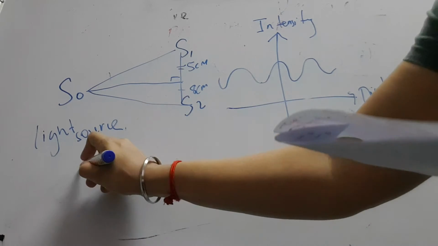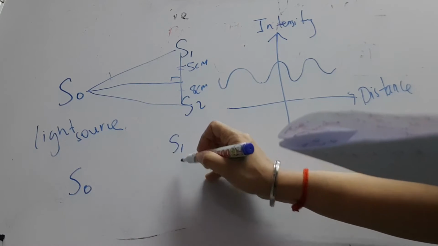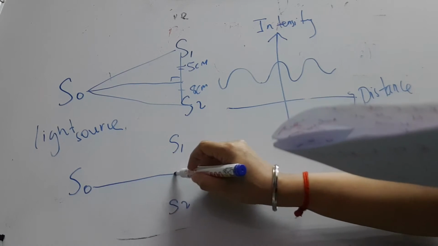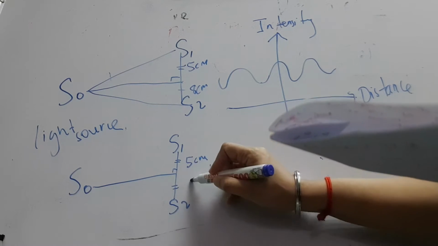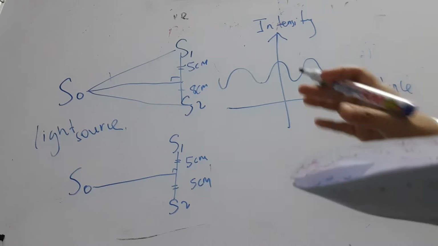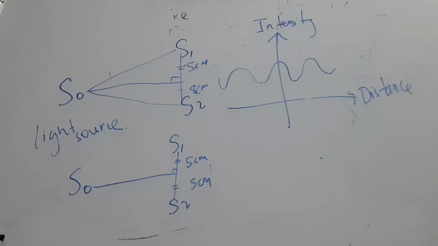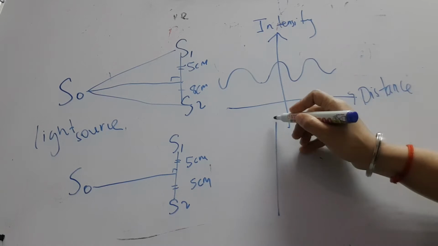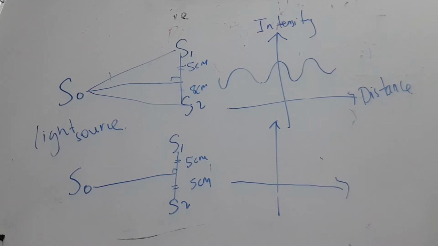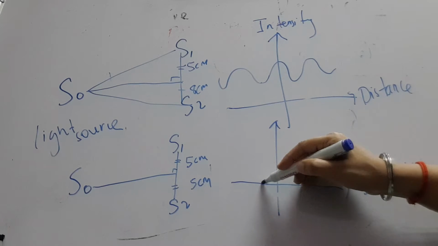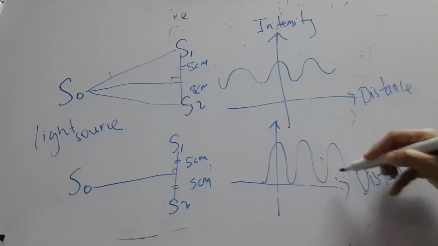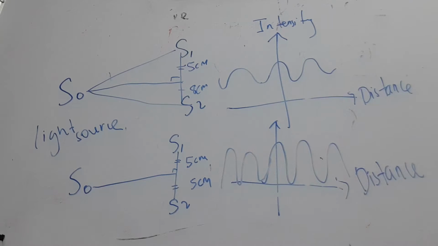But what happens if your light source is exactly perpendicular, on the bisector line? That means the distances are the same. Let's say this is 5 cm and this is also 5 cm. What will be the shape of the intensity graph here? Definitely it will be uniform. The intensity of the fringes formed is uniform, so the graph will be all through even. Can you see the difference here? Please remember to write down the notes.